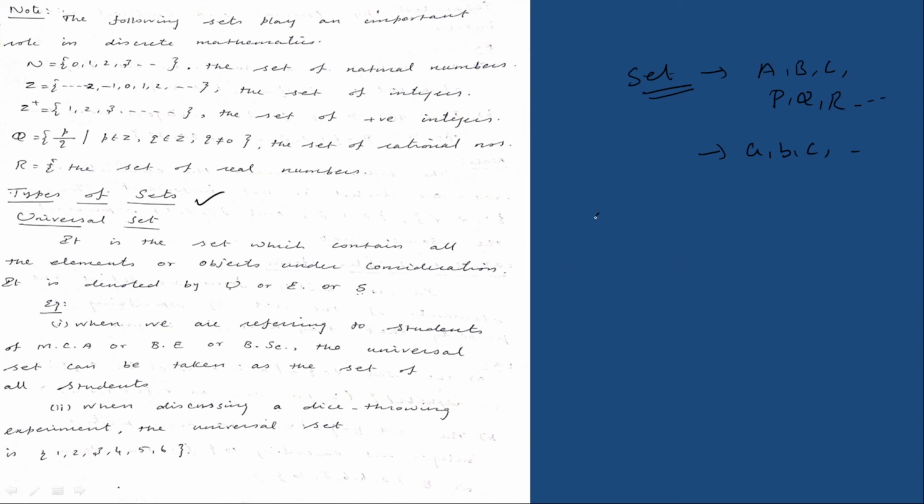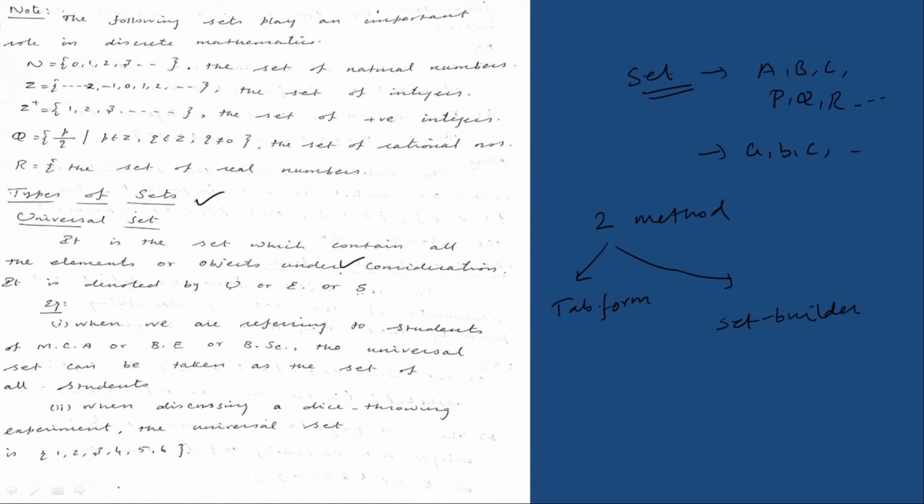We have two methods to describe a set. There are two methods available for describing a set. The first one is roster form or tabular form. The second one is set builder form. So these two things we have discussed already. After this, we now move on to types of set.